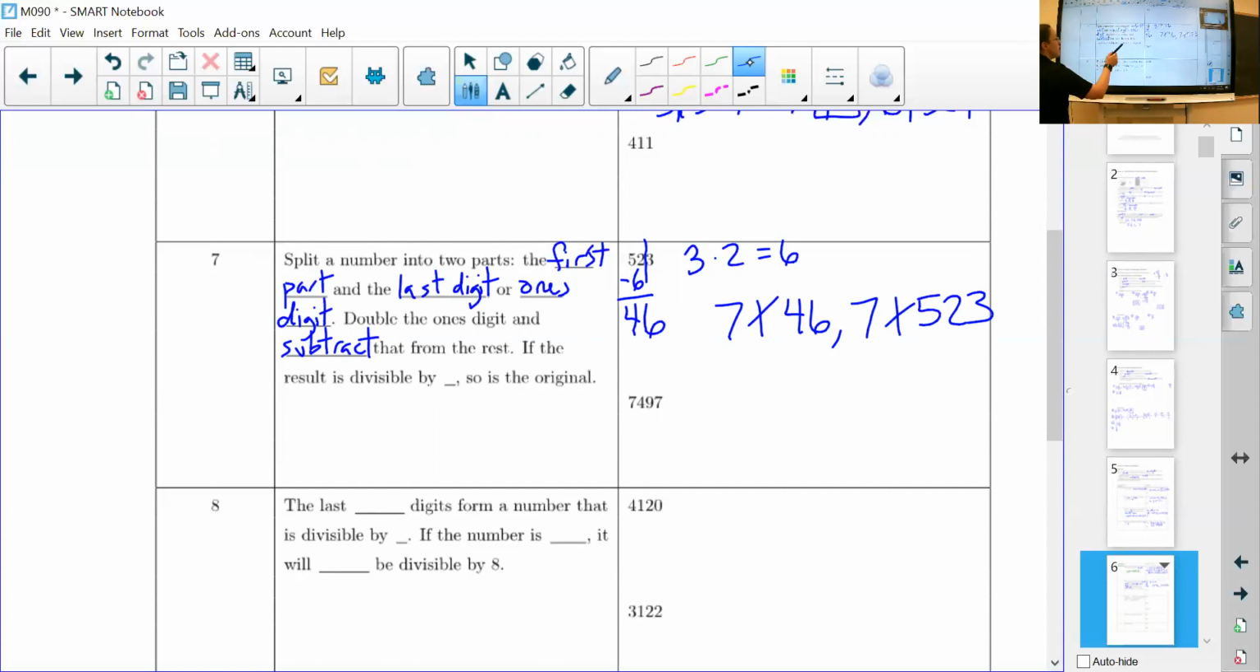7,497, I'll leave for you to do on your own, but I'll do a 4-digit example just so that you can see it. I'll just do that in the margin. So let's look at 2589. Does 7 go into that? I don't even know. Let's find out. Split off the 9 and double it. 9 times 2 is 18. Subtract that 18 from 258. I get 240.